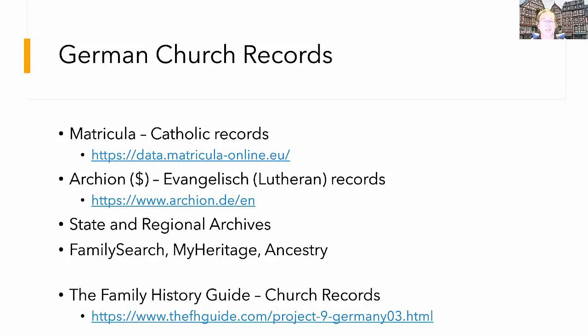But then you also want to look at the state and regional archives. Again, you need to know the town that you're looking in order to get to the right locations. And Family Search, MyHeritage, and Ancestry are beginning to pick up a lot more German records that are available. On Family Search, many of those are restricted records for Germany, though. So you will have to go to a family history center or the family history library or an affiliate library in order to see those records. And Family History Guide does give some information on church records that is helpful for you if you're researching in those areas.